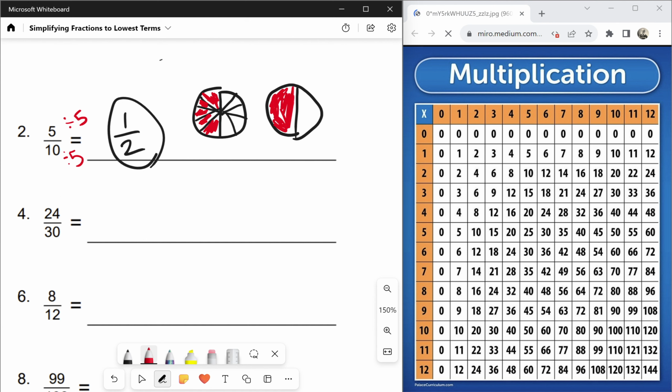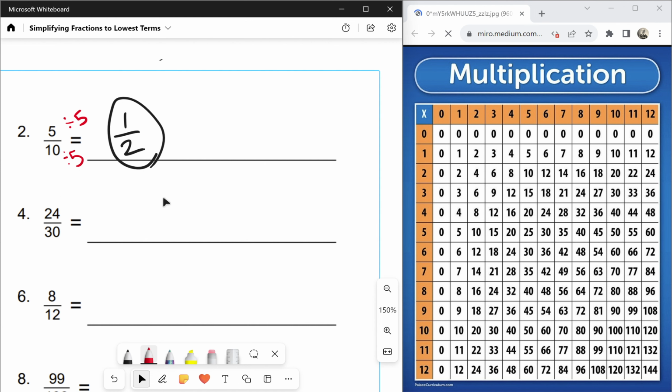Not my most attractive pies, but the point stands. 5 out of 10 is an equivalent fraction. It's the same value as 1 out of 2. And we found that just using straight math. We didn't have to draw anything. We're just drawing this to prove it to ourselves. We used our multiplication table, so you can see that the math is true. The math does work. Let's do a couple more, and then I'll leave you to your own devices to do some of these on your own.